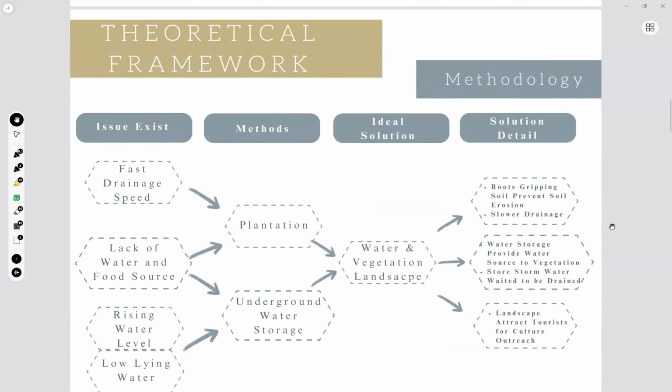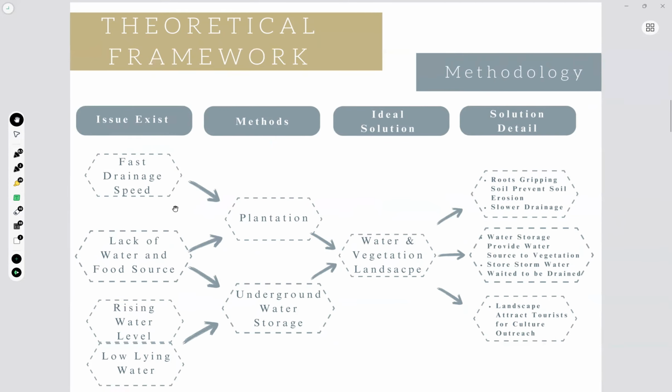There is also a whole framework, the methodology of how we are going to solve the issues we are facing. The four main issues existing, based on the previous analysis, are the fast drainage speed, lack of water and food source, rising water level, and low-lying water. The two main methods that I came up with are plantation, which could solve the first two, and underground water storage, which could solve the stormwater issues. And the ideal solution, which combines these two, is a water and vegetation landscape. And this is the detail of the solution idea.